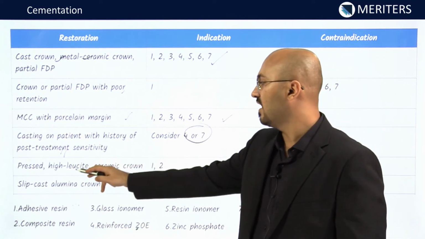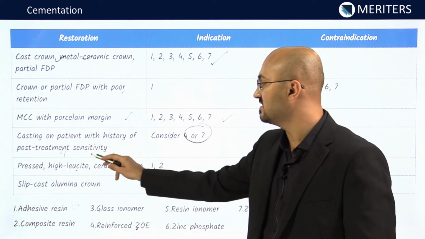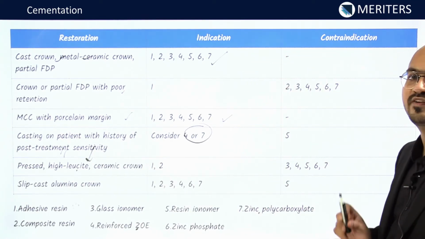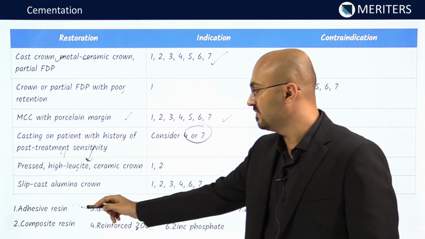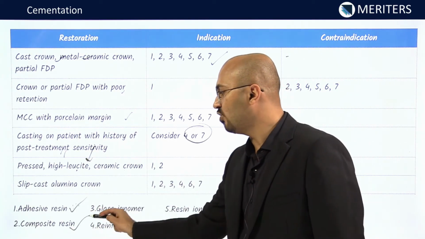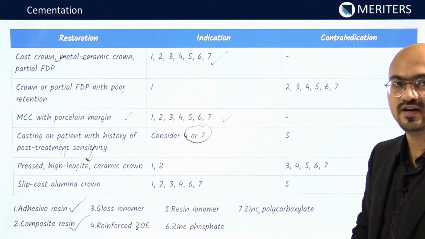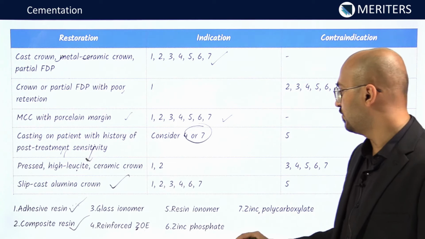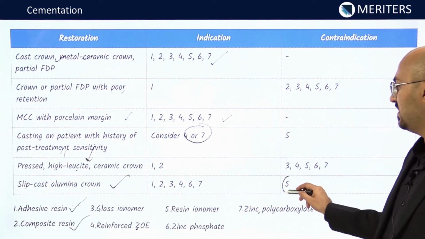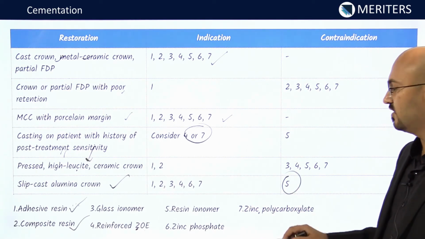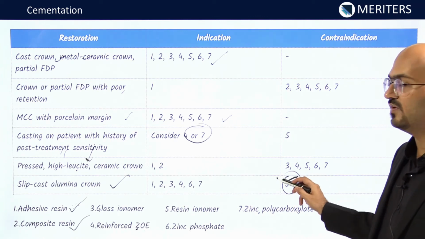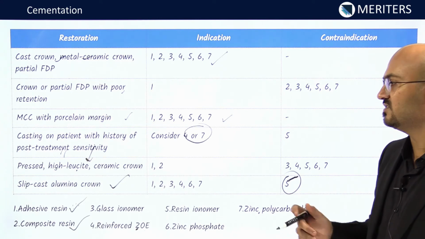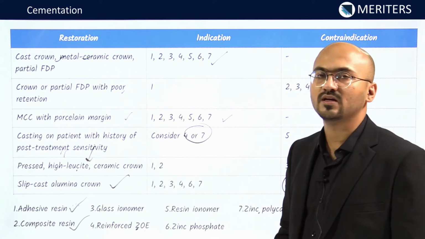Then pressed high lucite ceramic crown. If there is high lucite, you will not use resin modified glass ionomer cement. You will definitely go for a resin cement. So you will go for adhesive and composite resin but not resin modified glass ionomer cement. Then last is slip cast alumina crown. You can go for all except resin based glass ionomer cement. So resin based glass ionomer cement is not very preferred for aesthetic restorations, slip cast alumina crowns and ceramic crowns.